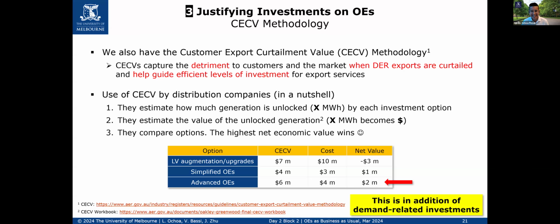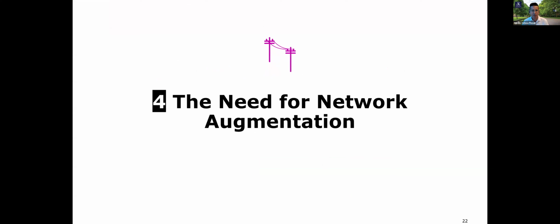This is, of course, in addition to different other demand-related investments, all right? Population grows, we have many other things that are happening, all right? So I hope that that complements everything. This is how they are doing, all right? Now, to finish, and there were some questions yesterday as well about this, and today, the role of augmentation, really.